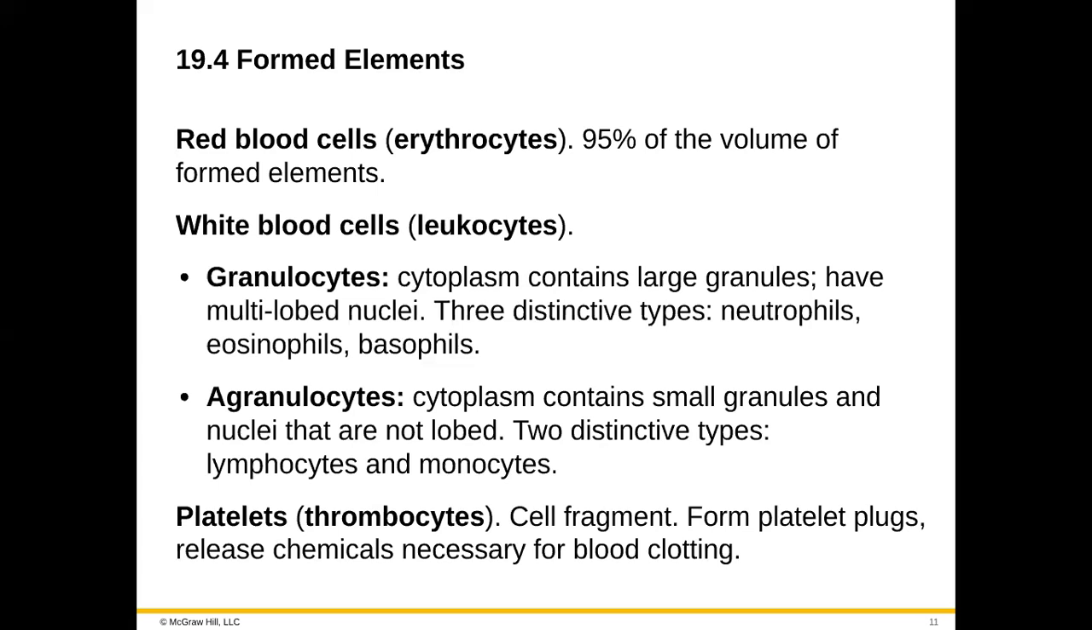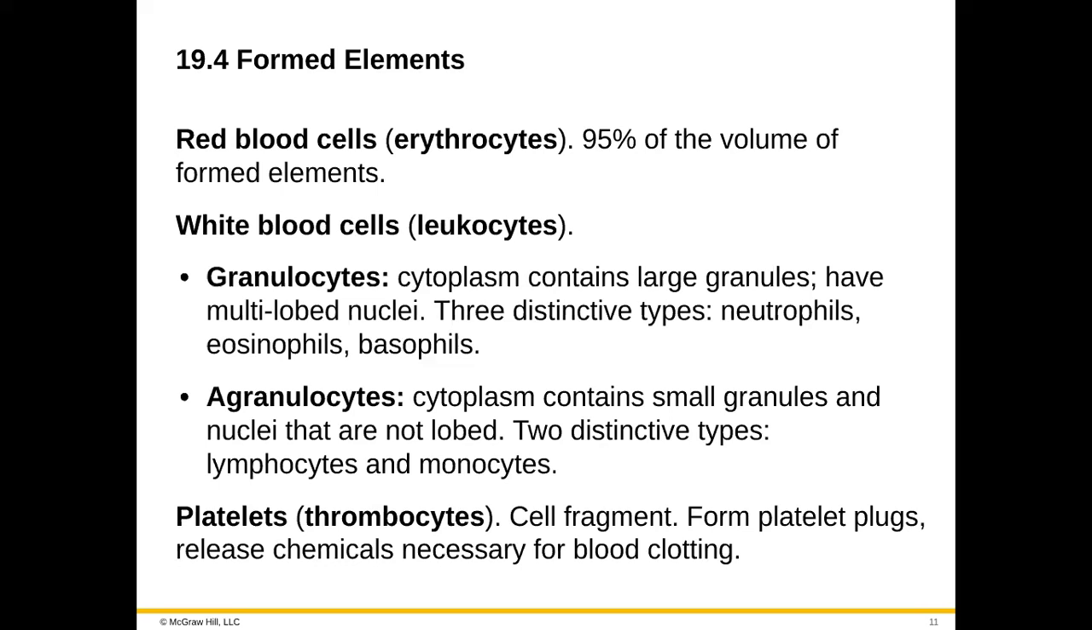But when we get into having to identify the different types of white blood cells, we'll have multiple tips so that you can identify each readily, not just based on whether they're granulocytes or agranulocytes. But we have two distinctive types of agranulocytes, and those are going to be lymphocytes and monocytes.